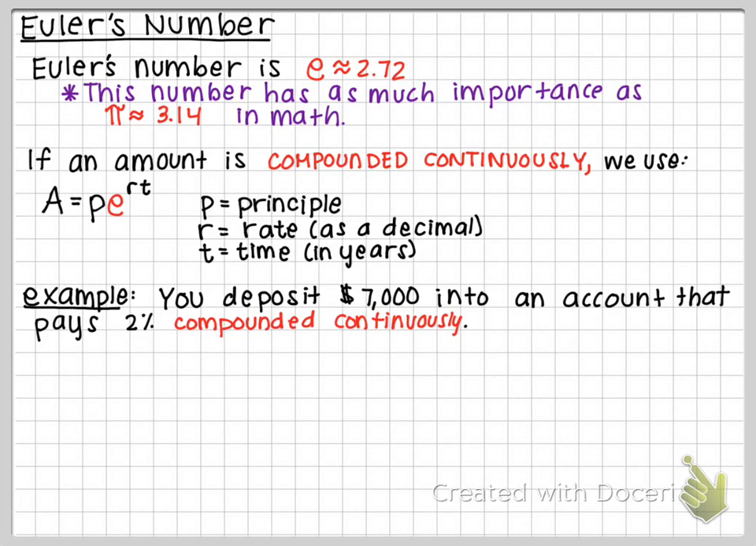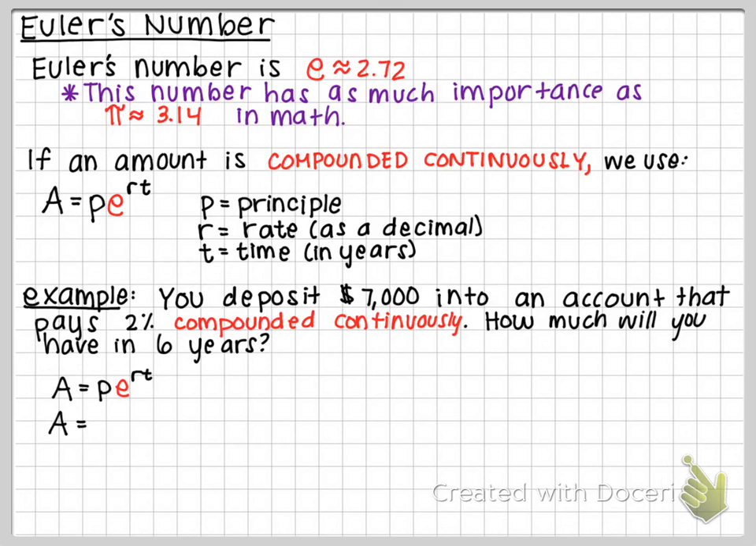Okay, so let's look at an example. You deposit $7,000 into an account that pays 2% compounded continuously. That's when we know to use this formula. How much will you have in 6 years? Okay, so we're going to use this formula, and our P is 7,000. Principal, what you started with, 7,000. You're going to keep the E there, raised to the R, which is 0.02, times the time, which is 6 years.